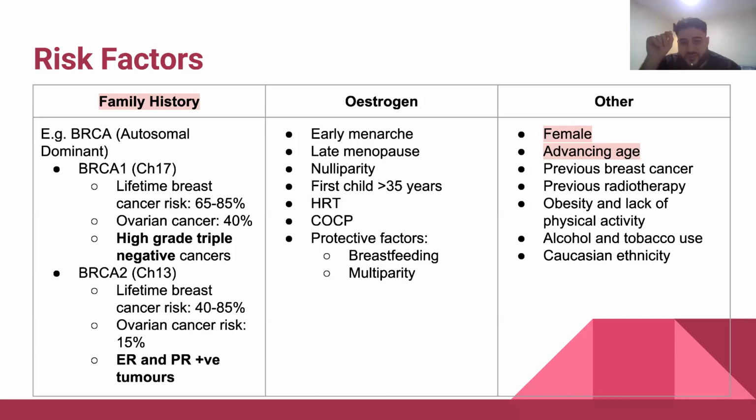In terms of the risk factors for breast cancer, one of the most important ones is family history, and in particular, BRCA gene mutations, which are autosomal dominant. And there's a slight distinction between BRCA1 and BRCA2. BRCA1 is important to be aware of because this one is particularly associated with high-grade triple-negative cancers. Triple negative meaning that they're estrogen receptor negative, progesterone receptor negative, and HER2 receptor negative as well. The reason they're high grade is because they're very difficult to treat because you can't target them from a hormonal perspective and you can't target them from an immunological perspective either.